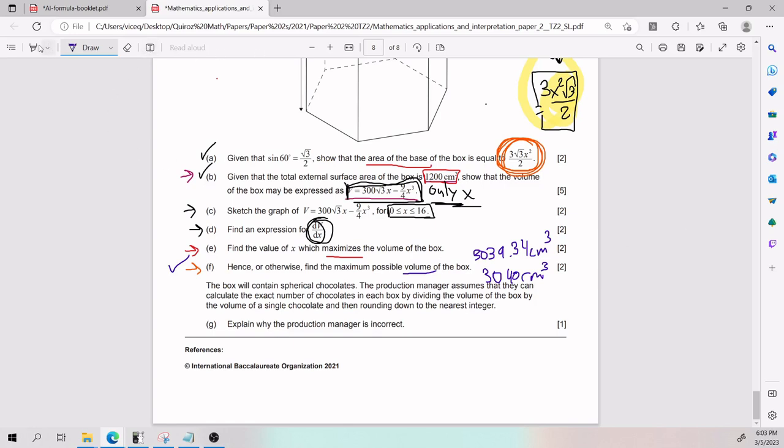Well, first of all, it says that the manager assumes, so this guy's assuming, so that is already a small mistake, that they can calculate the exact number of chocolates. If you're making an assumption and you think that's going to give you an exact value, you're a little bit wrong. It's going to be a little bit off. So that is already one way to answer. I'm just going to write that for now. So one way that he's wrong is that the values aren't exact. There is wasted space.